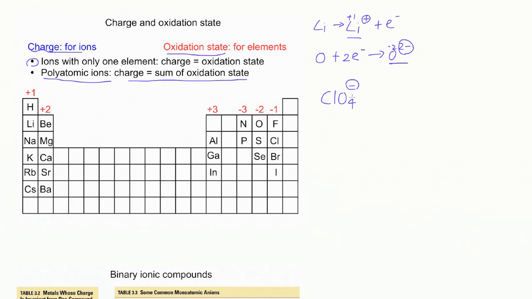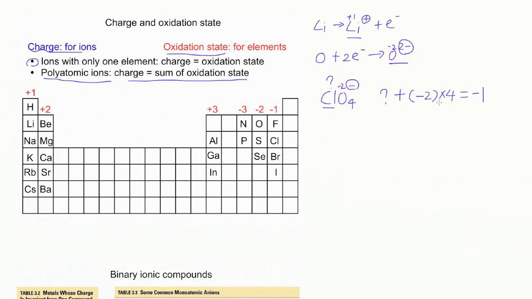All right. Now, remember what we did. We are trying to find the oxidation state for chlorine. And the oxidation state for oxygen is usually negative 2. Because for polyatomic ions, the charge equals the sum of the oxidation states, so the question mark plus negative 2 times 4 equals negative 1.